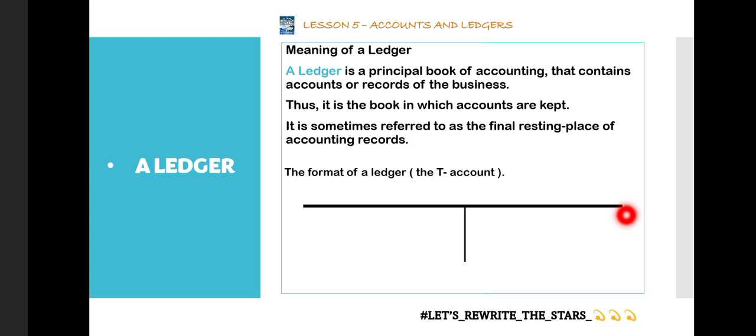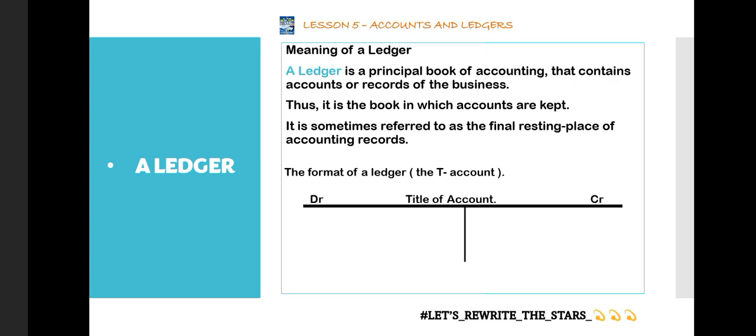And we always say there are two sides of an account. We have the debit side, which is always the left side, and we have the credit side, which is always the right side. So let's look at the features of a ledger.